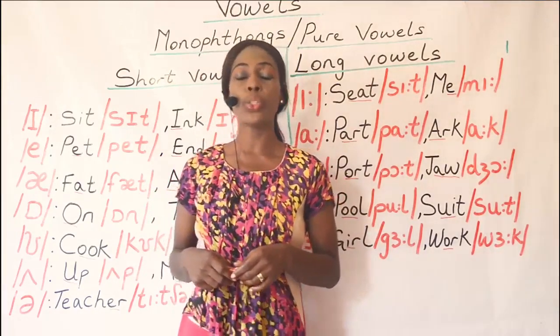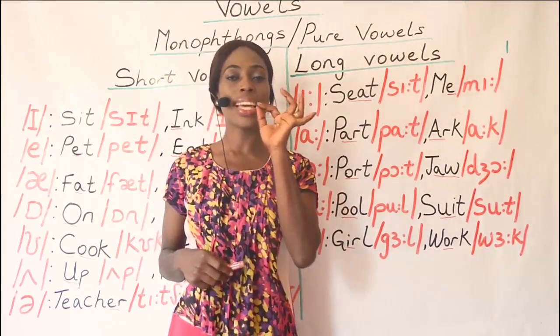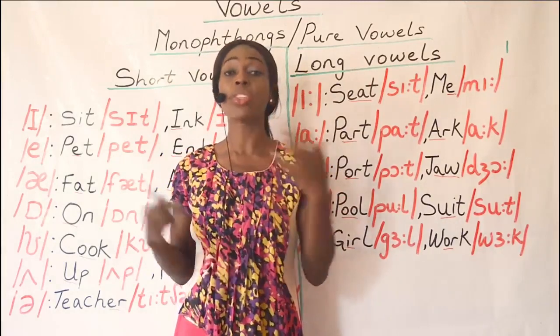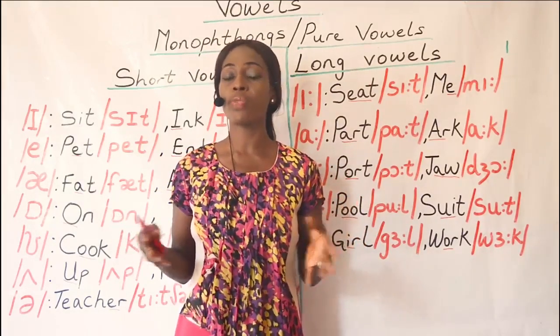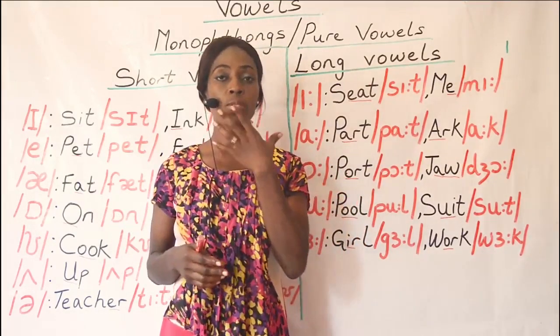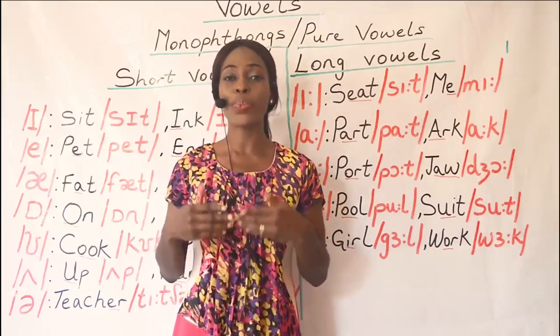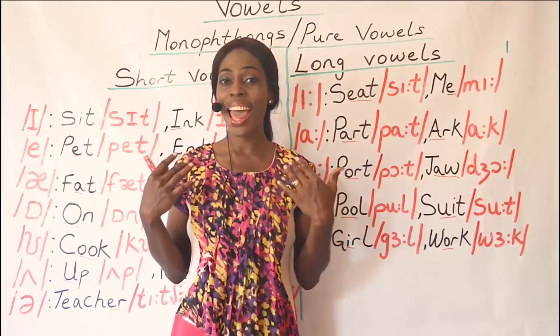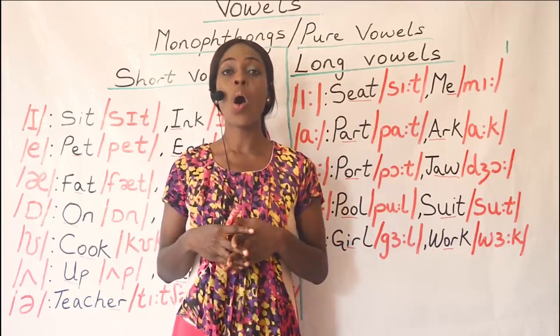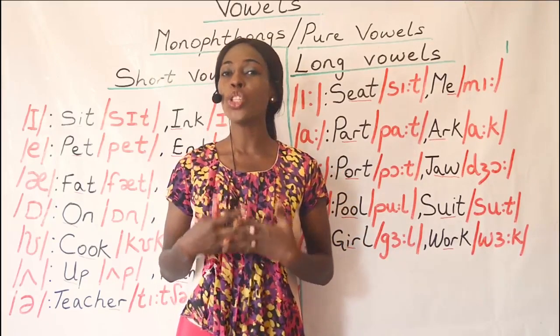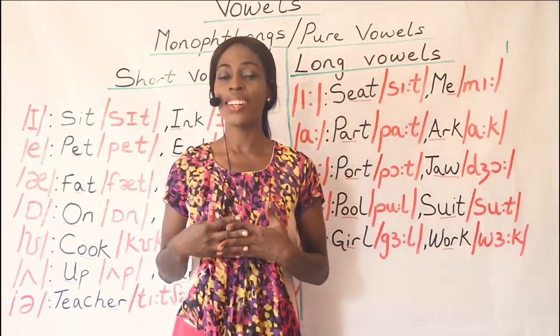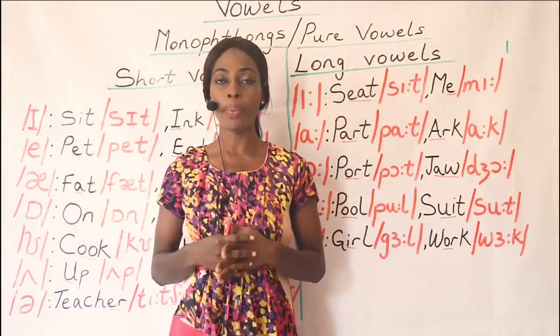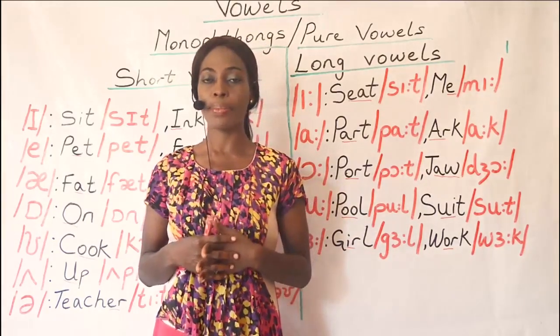Don't forget, when you're producing monophthongs, take note of the shape of your lips. Generally, when you're producing vowel sounds, you must be conscious of the shape of your lips. Your lips can be spread, they can be rounded, or neutral. So you must be conscious of the shape of your lips.